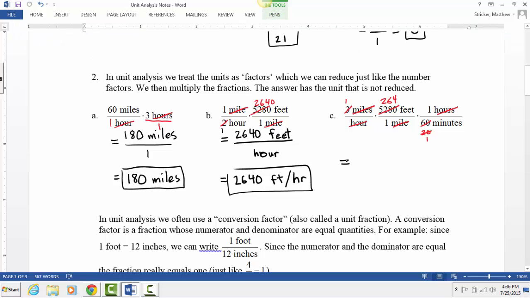And this leaves us with, on the top here, 1 times 264 times 1, or 264 units left on top, which are feet. On the bottom we have 1 times 1 times 1 minute. So we have 264 feet per minute. Okay, so there's some practice with eliminating, reducing unit factors multiplied by each other.